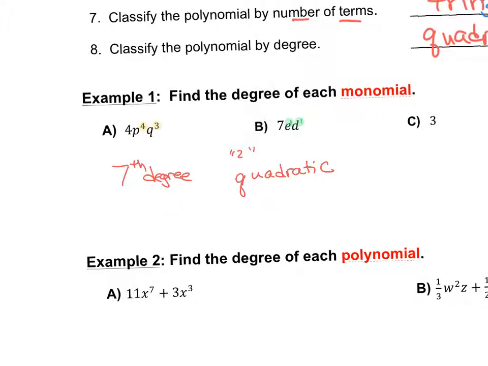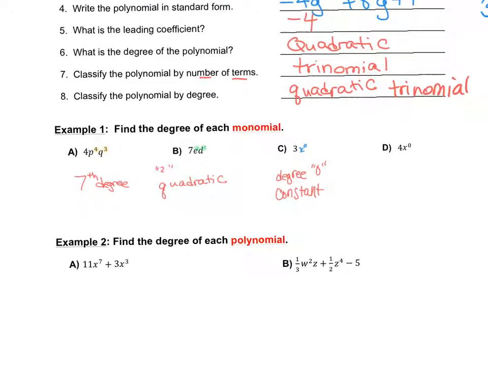For letter C, notice that there's no exponents. The variable is not really, there is no variable. So if we were to write one, it would be x to the 0, which would mean that it is a degree of 0, which is called a constant. So if I asked you for the degree, you would say the degree of 0. In this case, find the degree of the monomial. Well, x to the 0 is 1. So 4 times 1 is just 4. So it is the same thing as letter C. So the degree is 0 as well.